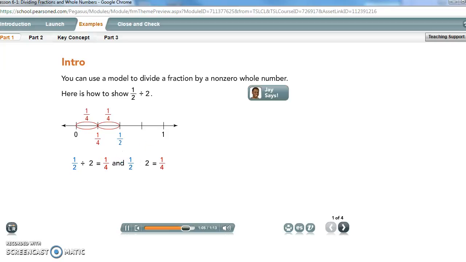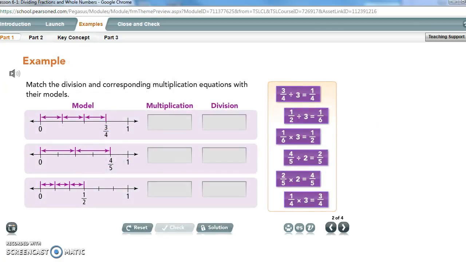Multiplication and division have an inverse relationship. The model also shows 1/4 times 2 equals 1/2. All right. Match the division with corresponding multiplication operations with their models.